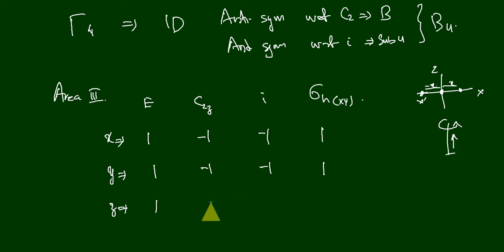So during C2z, this will be 1 only, its direction will not change. And what about I? I will change the direction of everything, so this will be -1. And what about sigma h?